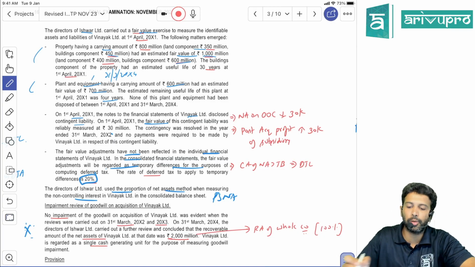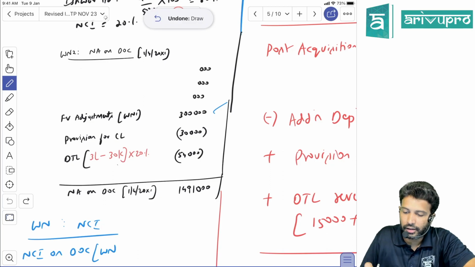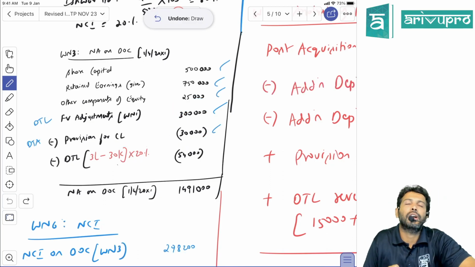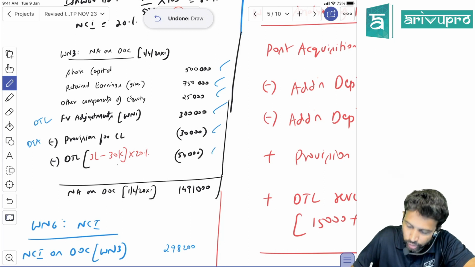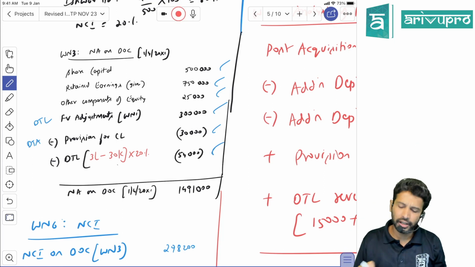Yes, the tax rate is given to be 20%. So multiply. In fact, here 3 lakh minus 30,000, you will get 2,70,000. 2,70,000 at 20%: 27 twos are 54. So the net deferred tax liability is 54,000.